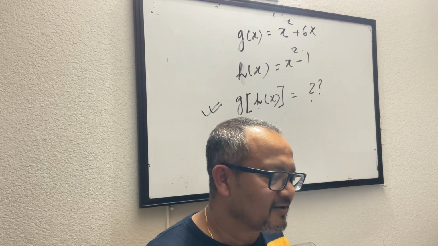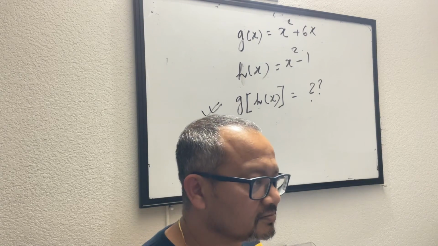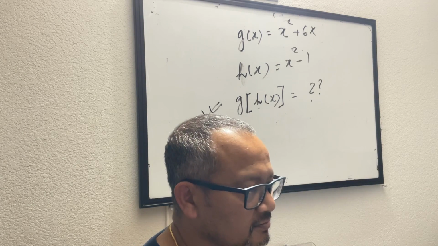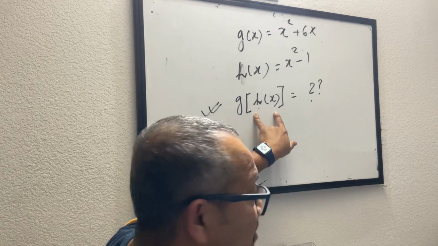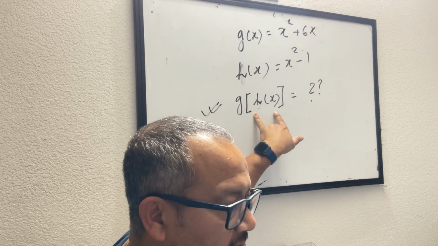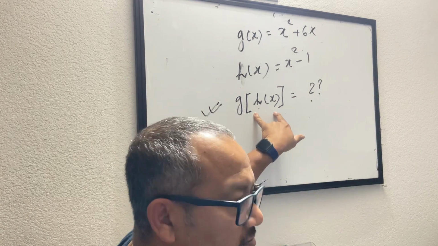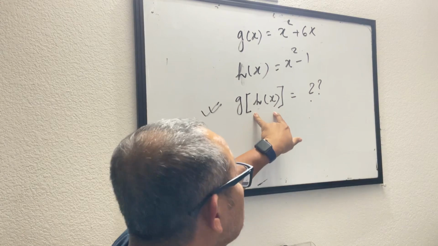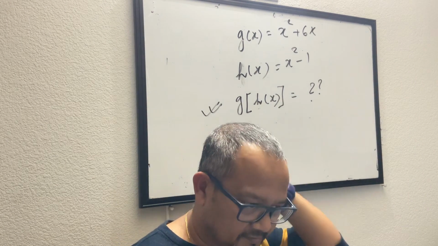So first I would plug h of x into g of x as x. That whole term x squared minus 1 would go in as the input, as x. So I would put parentheses open, x squared minus 1, parentheses closed, whole squared, and then plus 6x. And then I just simplify from there.